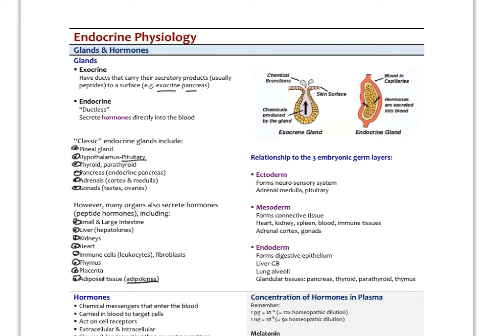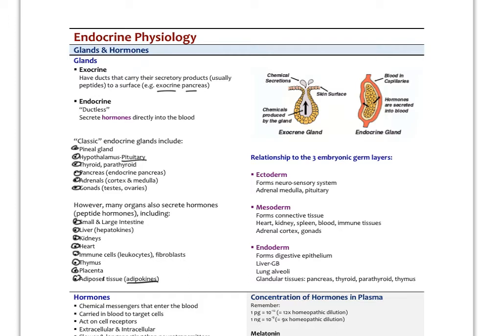And adipokines are essentially cytokines from adipose, which can regulate systemic metabolism. They could feed back to the liver or the brain to influence appetite and so forth. So that's a little bit about the different glands.